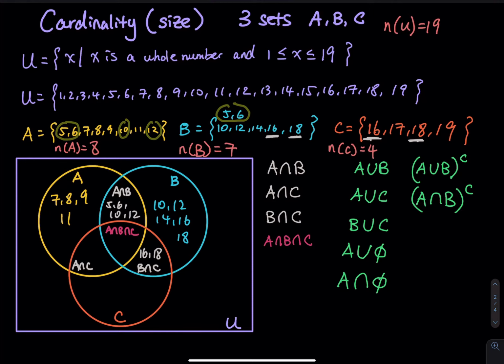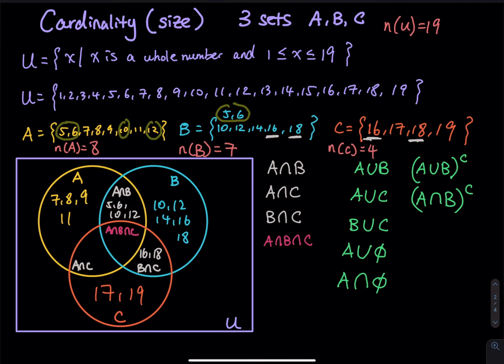Okay, what else? The A and C. Since A and C don't share anything in common, then A and C is empty. A and B and C is also empty. What about C? You already mentioned 16 and 18. So in the orange circle, you can only mention 17 and 19.